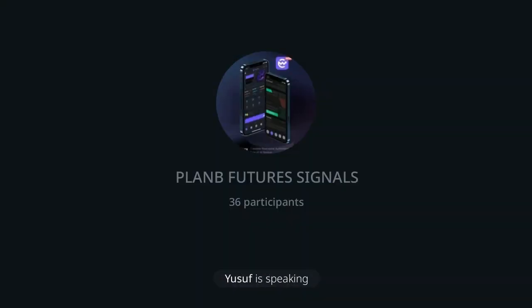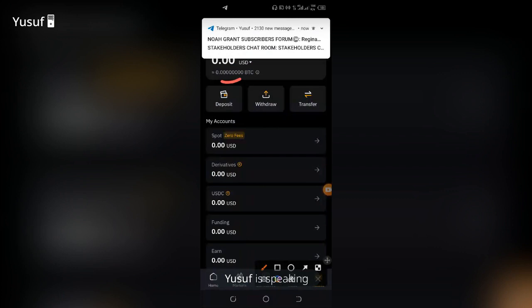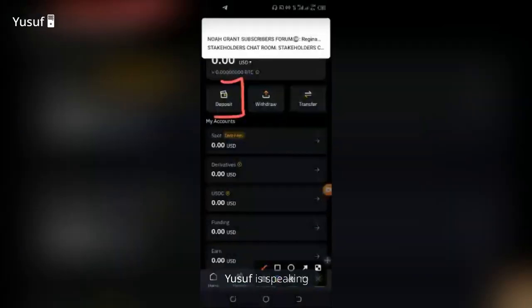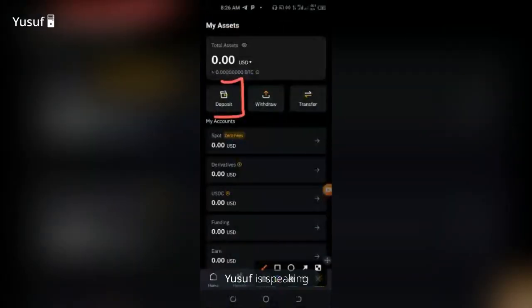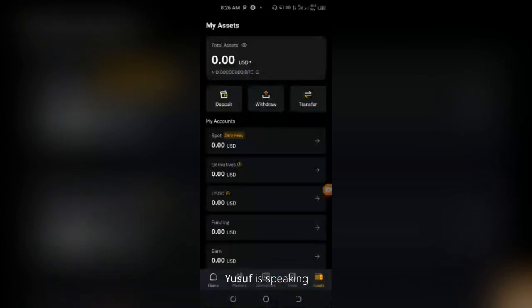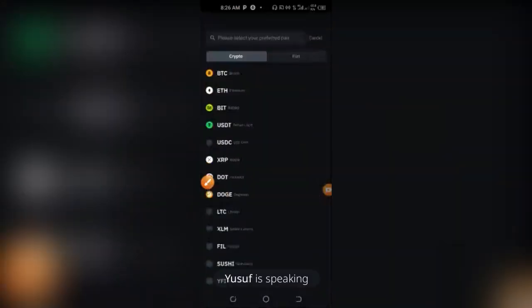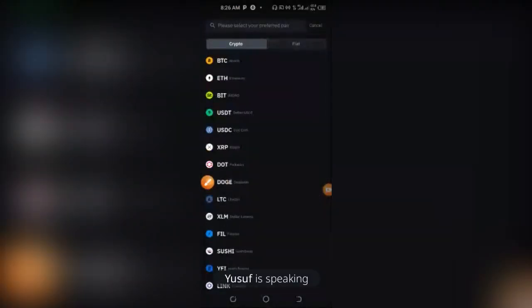For those people that may forget, you may try to be writing it down, so you will not forget. So when you click on deposit, it will now show you.